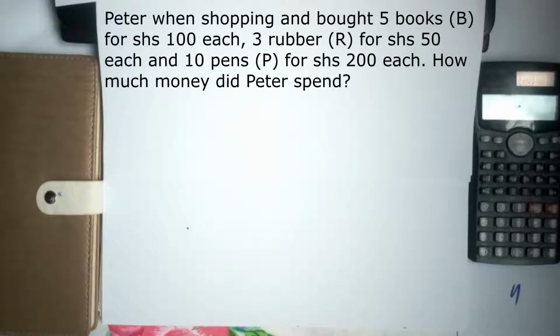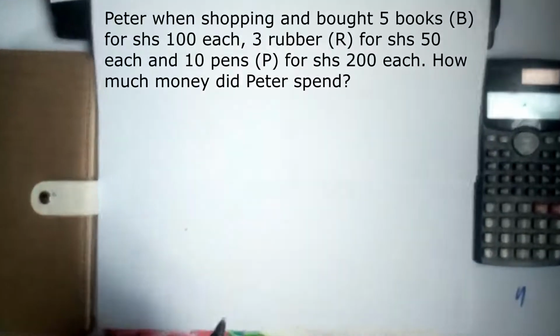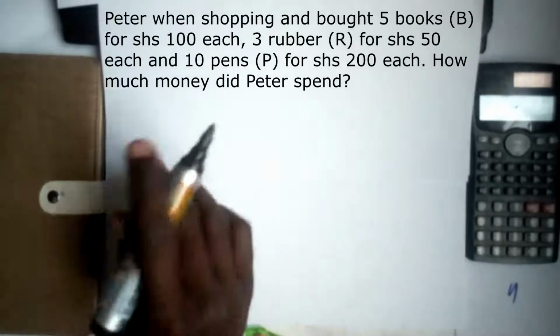Let's have the question. Peter went shopping and bought 5 books (B) for shillings 100 each, 3 rubbers (R) for shillings 50 each, and 10 pens (P) for shillings 200 each. Full stop. How much money did Peter spend? So this question is very simple. We just need to understand what the question is requiring us to do.